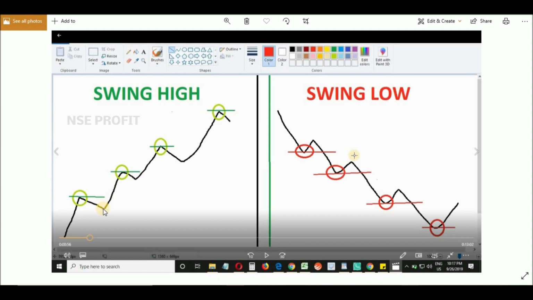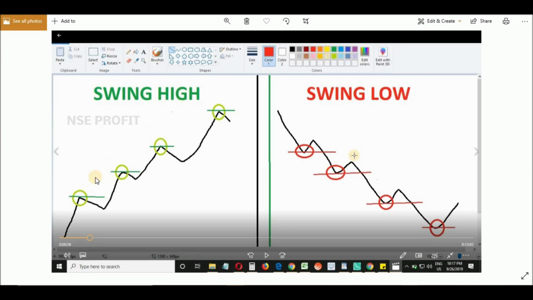And again here you can check, when the stock price is going up and at a certain point it reverses, this point will be considered a swing high point. This triangular shaped diagram will be considered a swing high. Similarly, when the stock price is falling and at a certain point it reverses, this point will be considered a swing low.